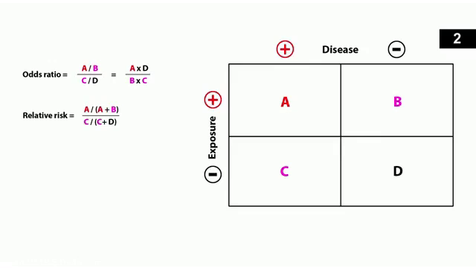Next, we have relative risk. That's going to be A over A plus B divided by C over C plus D. Attributable risk, A over A plus B minus C over C plus D. And then the number needed to treat is 1 over the absolute risk reduction.